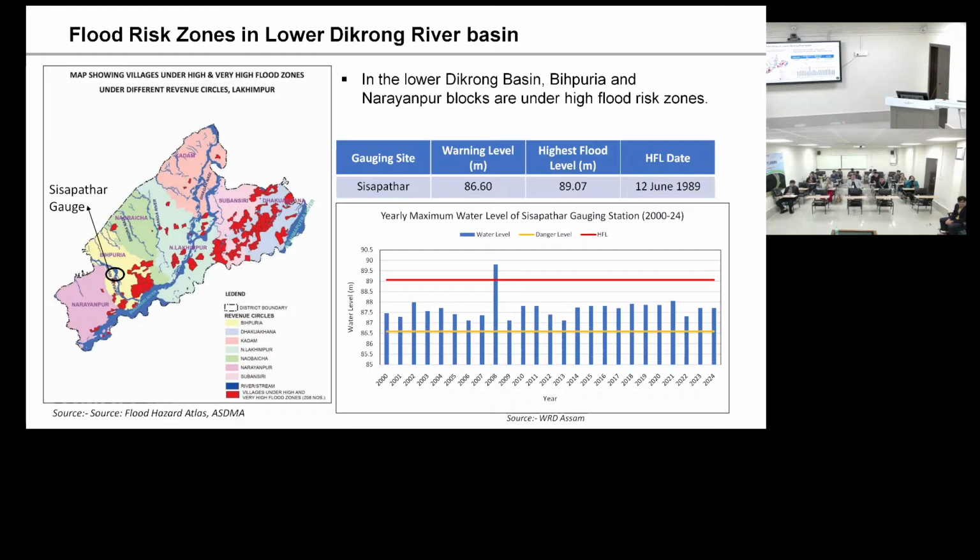So these areas, and then Dikrong, create a lot of flooding. Even in 2008 the river was very well embanked on both sides, left as well as right, and embankment breaching was also there. So this is something we need to consider: what is the current health of the embankments?